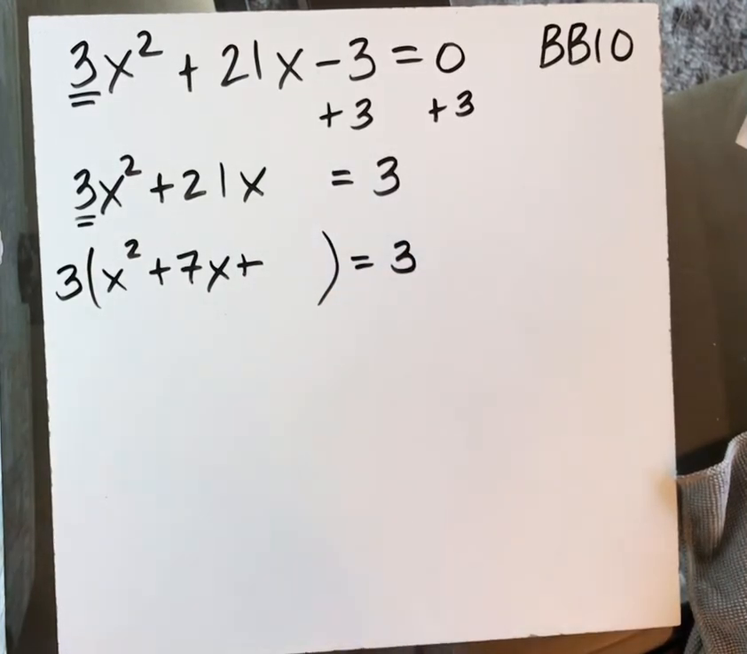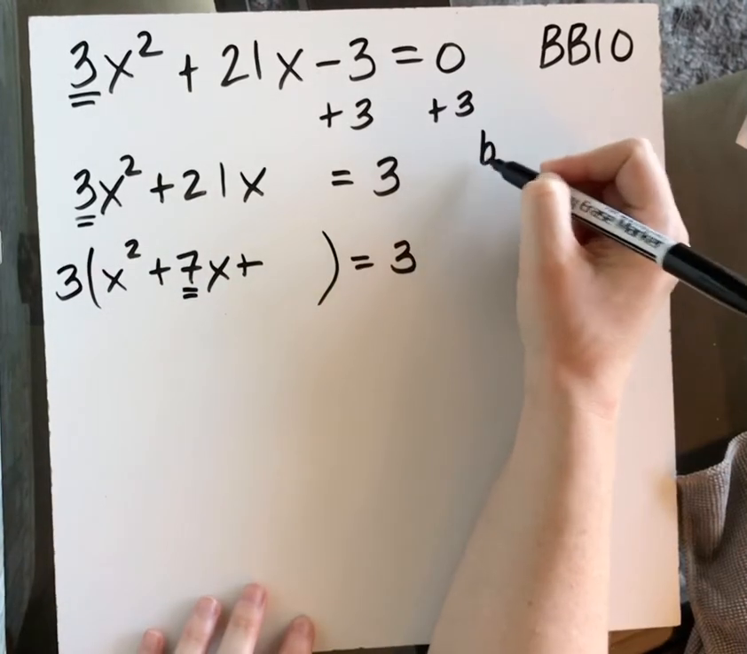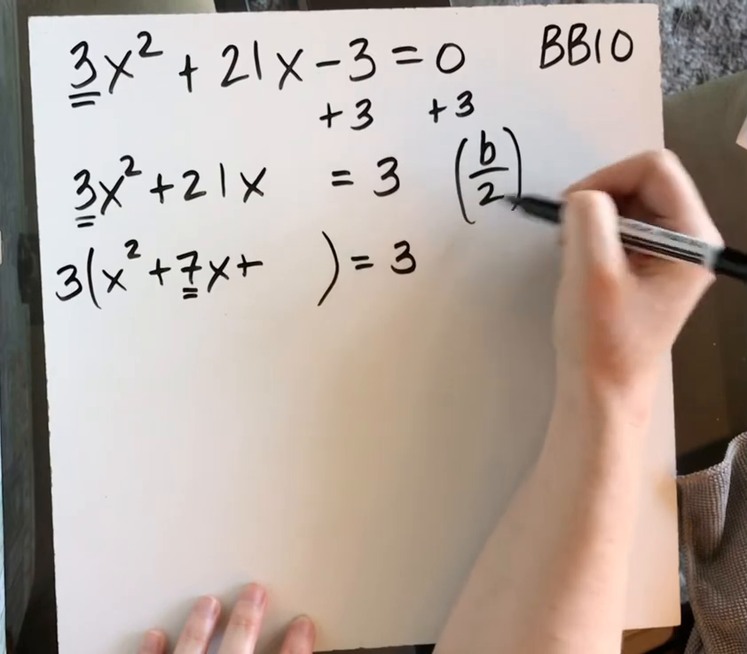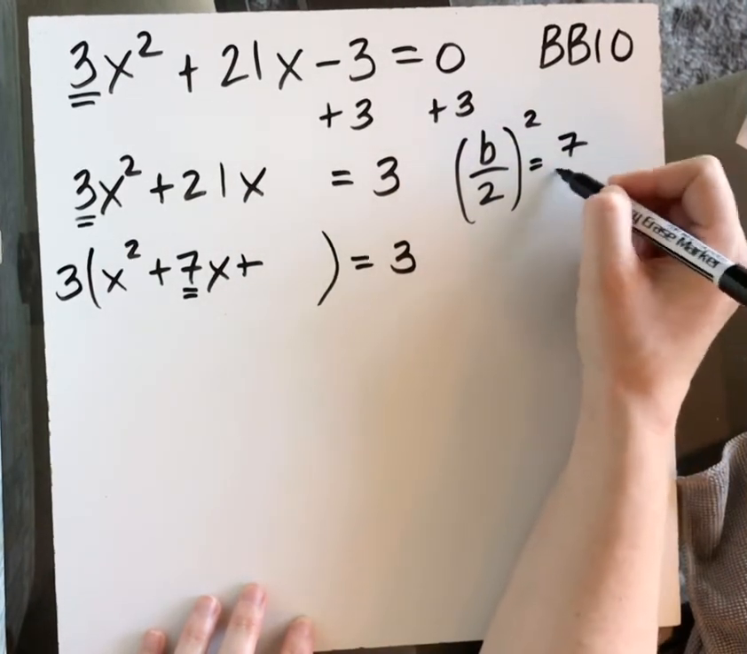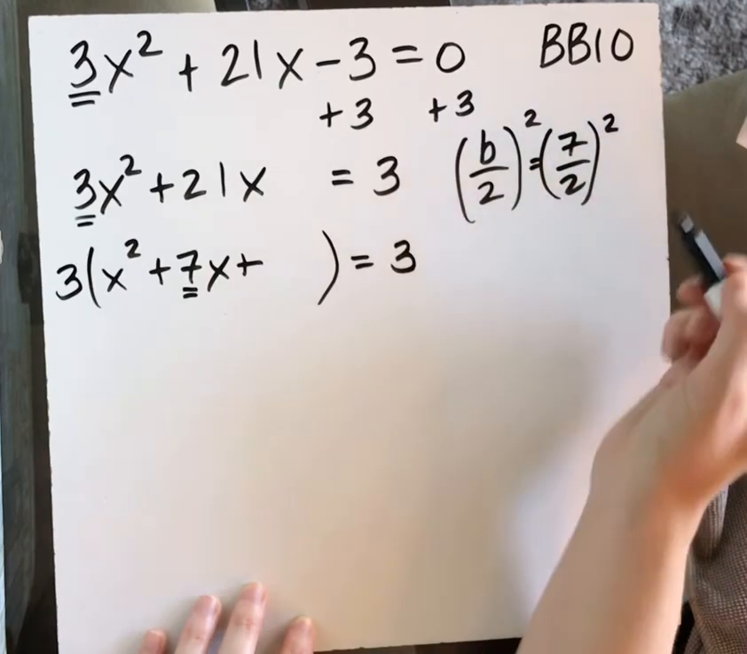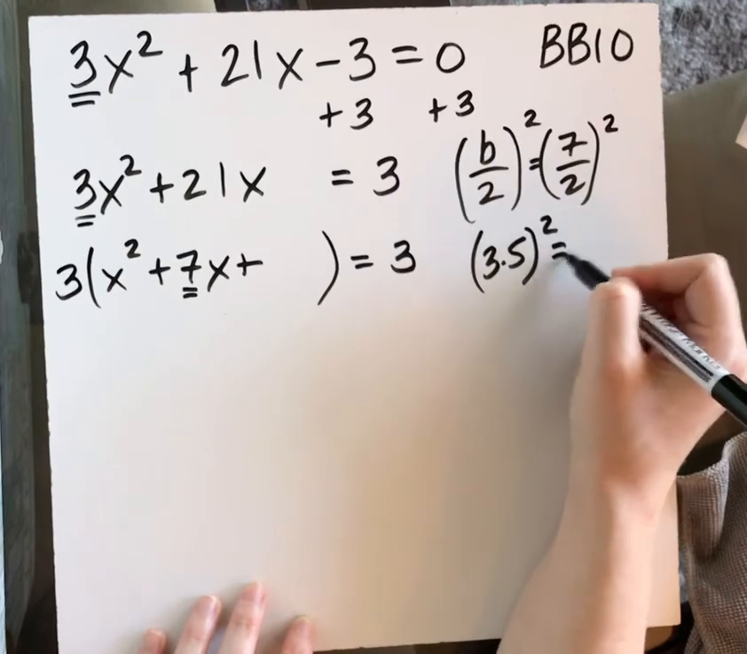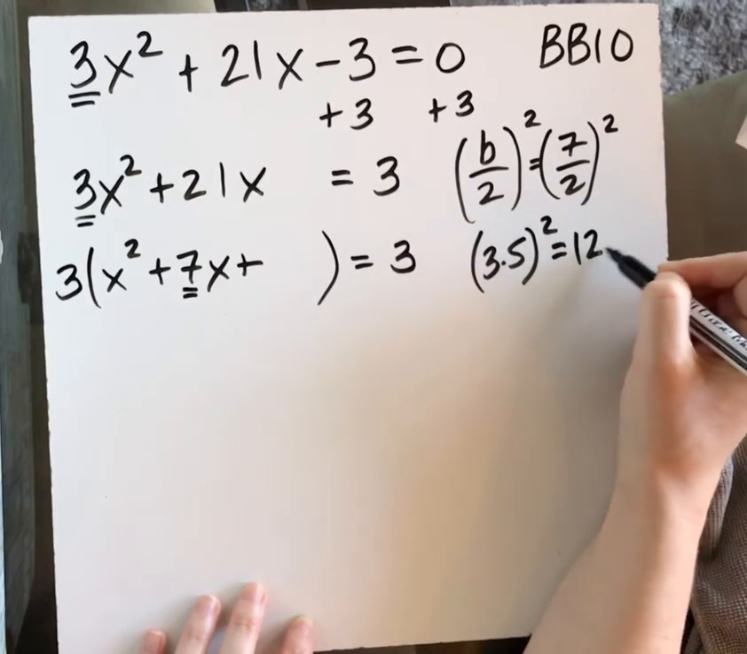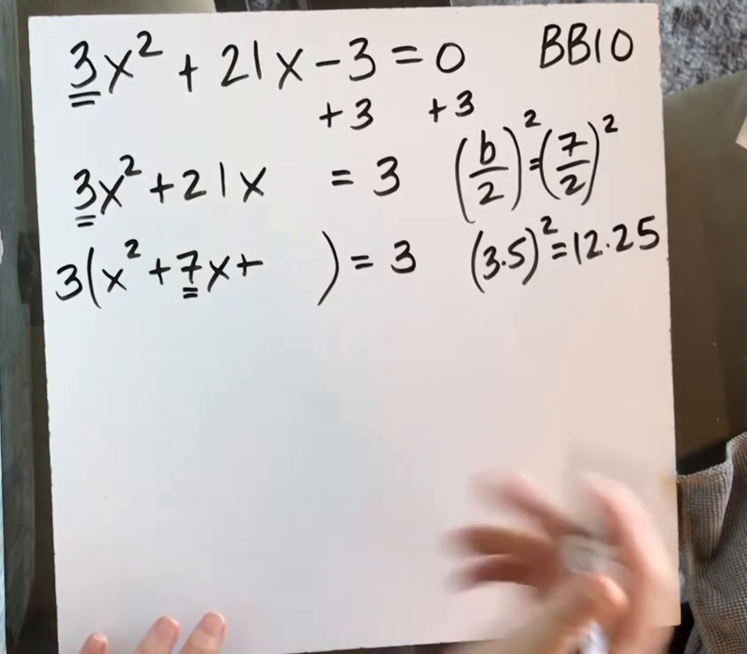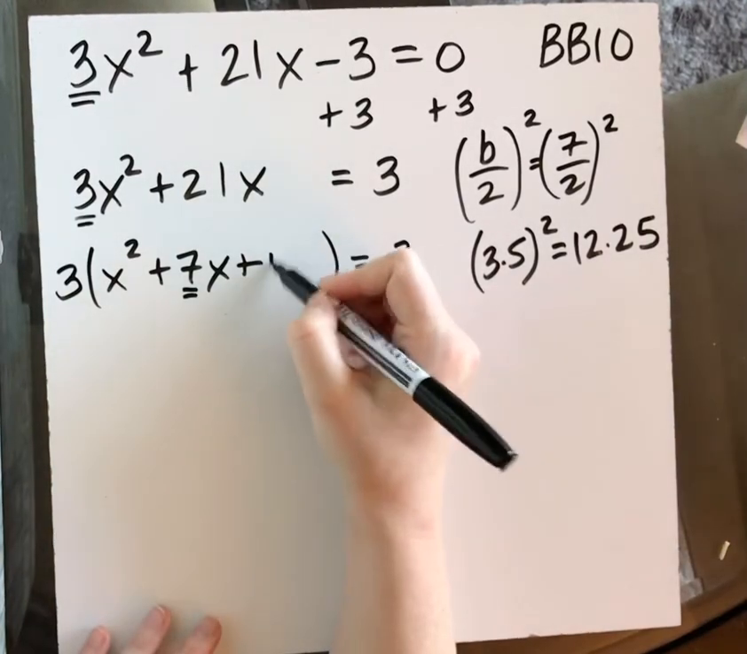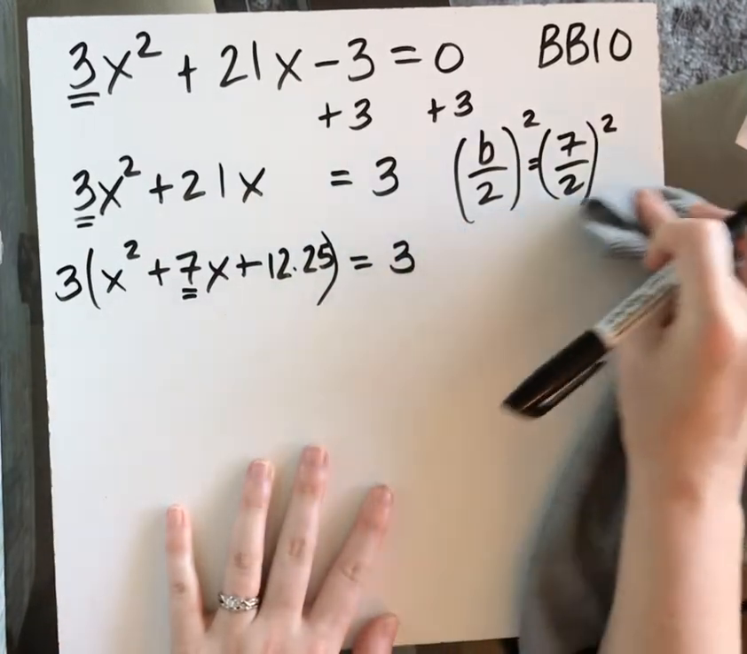Now, remember when we're completing the square, we're looking at our b, and we're taking 1/2 of b and squaring it. So here that means we're doing (7/2) squared, or 3.5 squared, which will give us 12.25. You can check that in a calculator. So we've got our 12.25 that we are adding here on the left hand side.